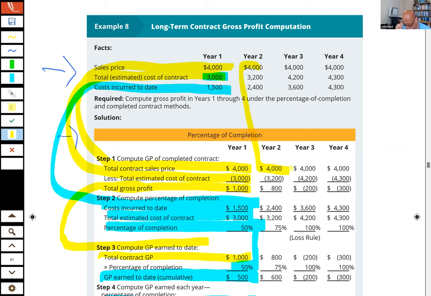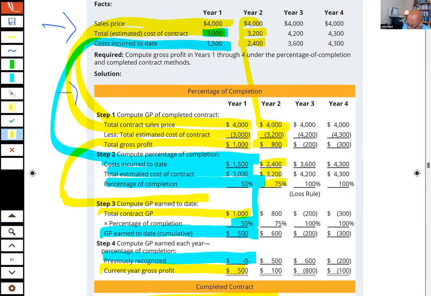Okay, so what happens? Well, now we're thinking as we move along in year two, our engineering estimates are, well, you know, we're really going to incur a total cost of $3.2 million. So now we think our profit is only $800,000. We look, and to date, the total estimated cost of the contract is $3,200, right? And we have spent $2,400 so far. So now we pull those two numbers down and we say, okay, we're actually 75% done.